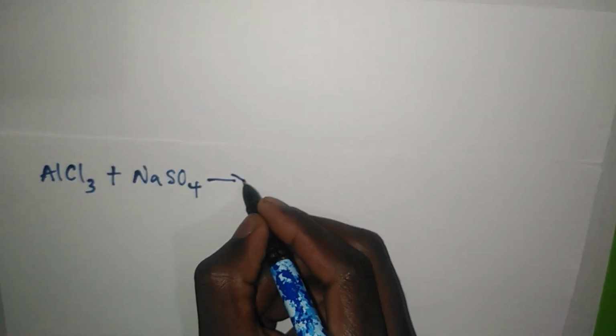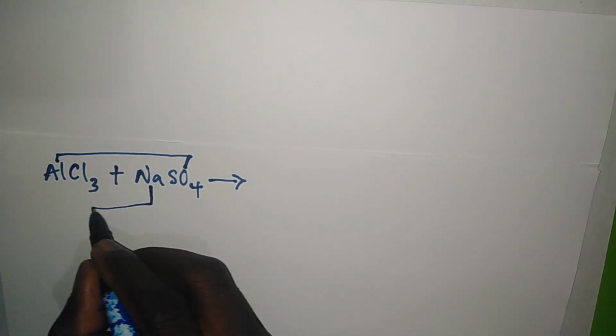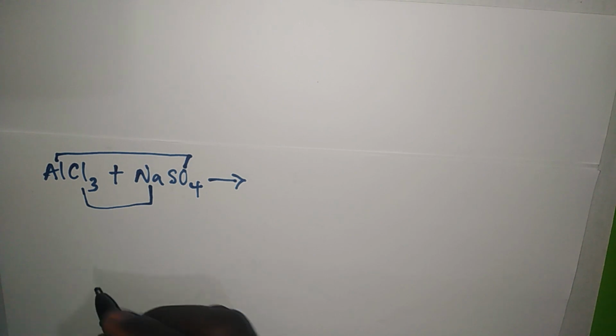How do you predict the product of this reaction? This is also a double displacement reaction, a double replacement reaction. Now for this case, we have aluminium, which is a metal, right? Sodium is also a metal. So aluminium will be reacting with what? Sulfate. While sodium will be reacting with what? Chlorine.